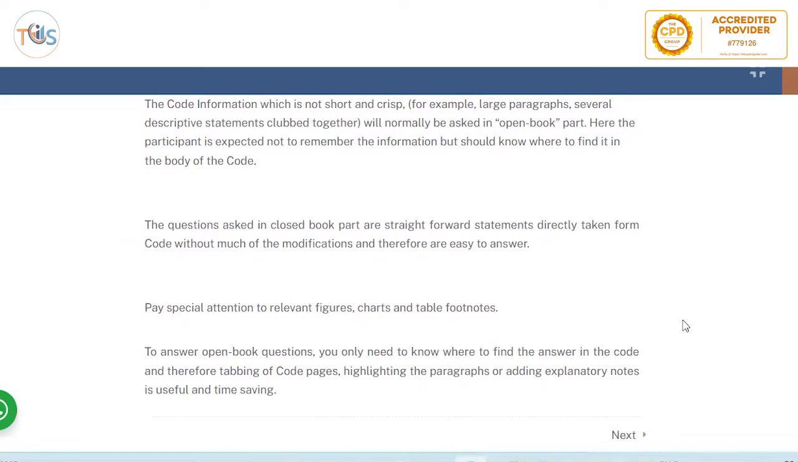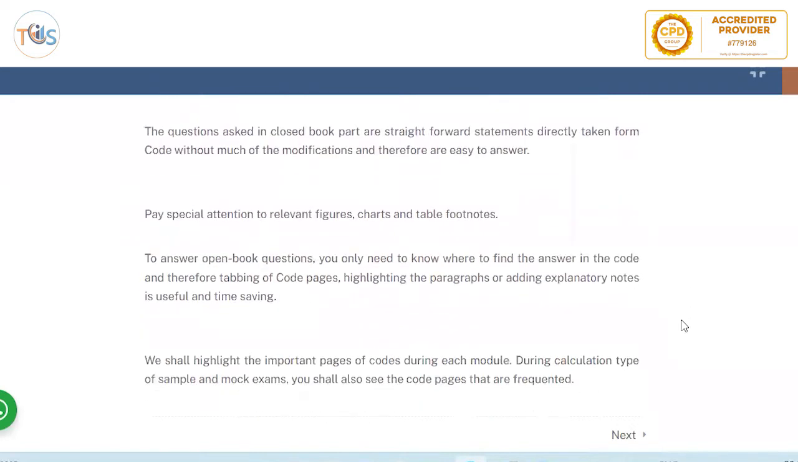On the other hand, the questions that ask in a closed book part are straightforward statements directly taken from the code without much of modification, therefore easy to answer. And as a personal experience, anything that repeated twice or more, they are potential exam questions in the codes and recommended practices. Pay special notes to figures, charts, tables, footnotes especially, and also look at the tables and graphs and figures. See how that works actually during the actual open book exam, mock exam that we have provided you, the questions.